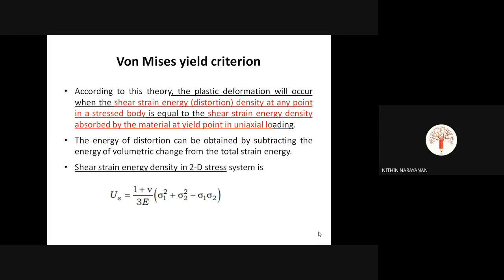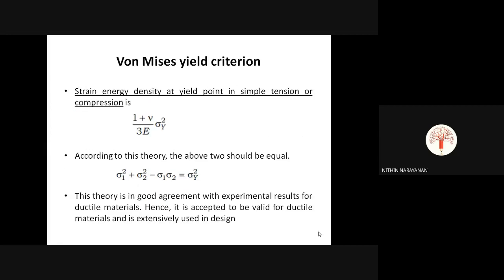This is one equation. And the strain energy density at the yield point in simple tension or compression, in a uniaxial loading condition, is (1 + nu)/(3E) × sigma y square. So according to the theory, these two equations should be equal for plastic deformation. Equating the two equations, we get another equation: sigma 1 square + sigma 2 square - sigma 1 sigma 2 = sigma y square.